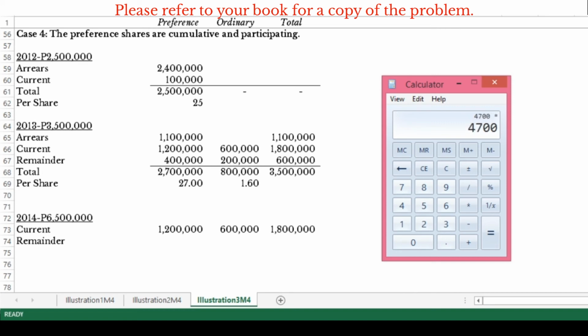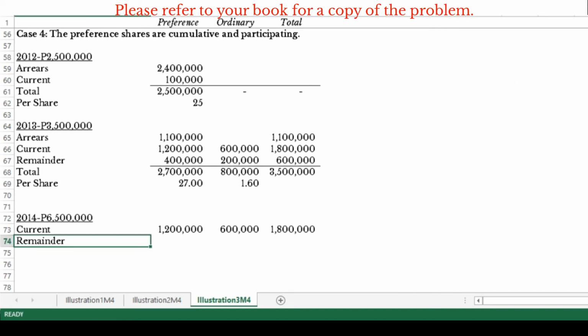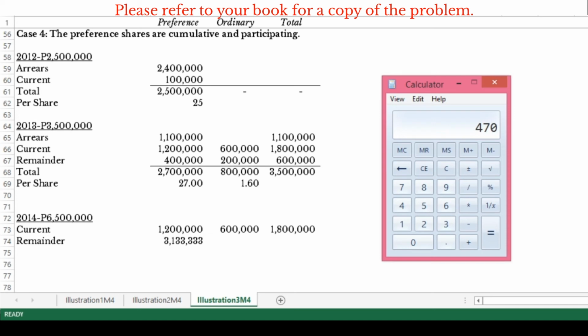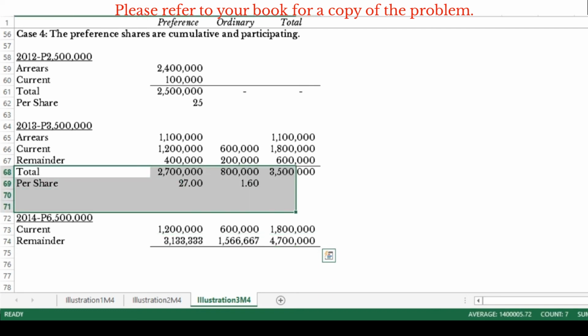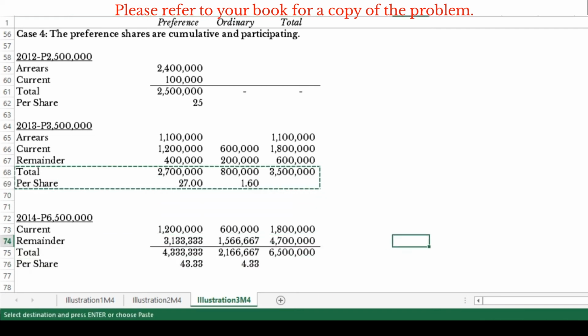So, that's 4.7 times 10 over 15. Okay, that is the share of preference shares. 3,133,333. Then, para kay ordinary, we have 4.7 times 5 over 15. So, that is 1,566,667. So, for a total of 4.7 million. So, ang total dividend and per share dividends natin for this one would be total is 4,333,333 for the preference shares. For the ordinary shares, 2,166,667. And per share values are preference shares 43.33 and for the ordinary 4.33.